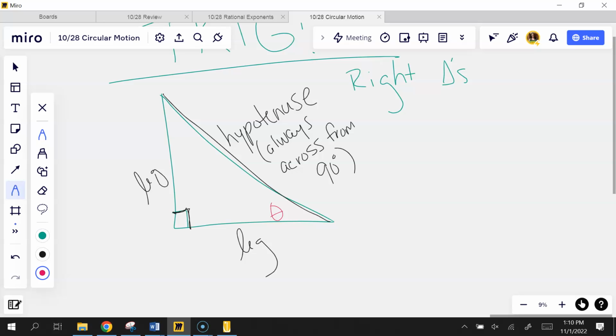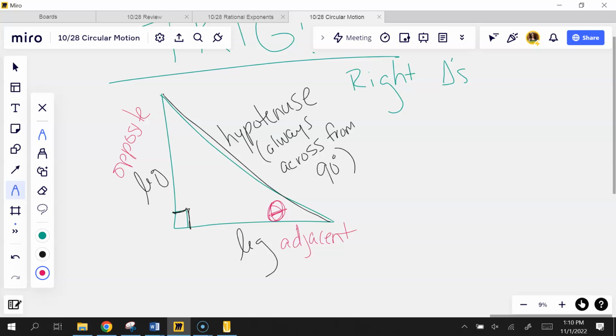If my theta is at the bottom, then the leg that touches, and whenever I say leg, that means I'm not looking at hypotenuse. Hypotenuse is across from the right angle. The leg that touches theta is called the adjacent side. And then the leg that never, ever, ever touches theta is the opposite side. Opposite over hypotenuse.